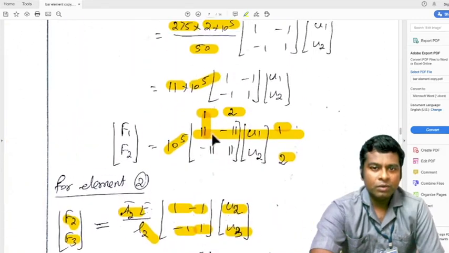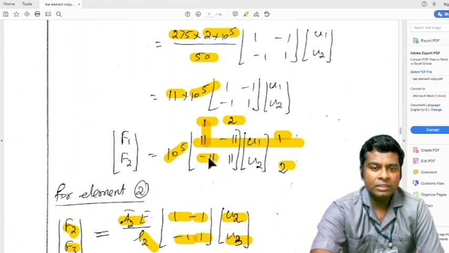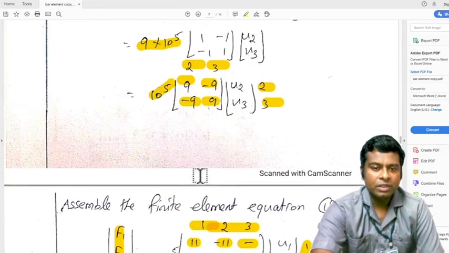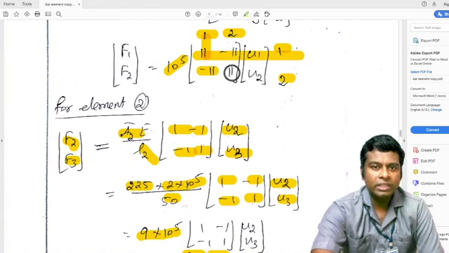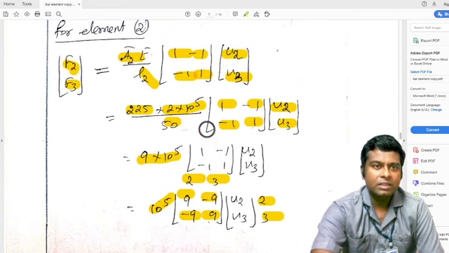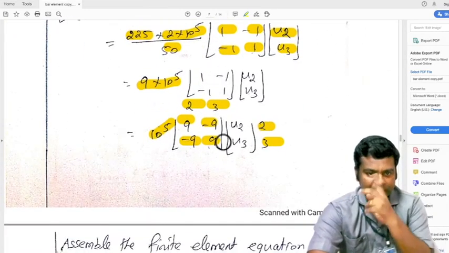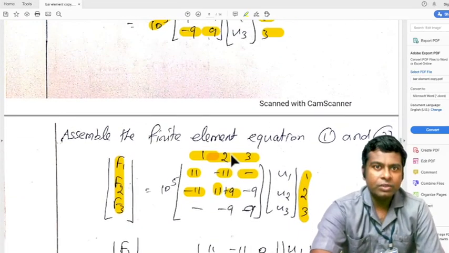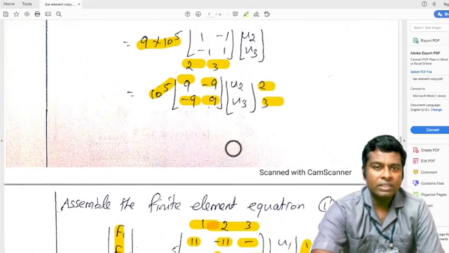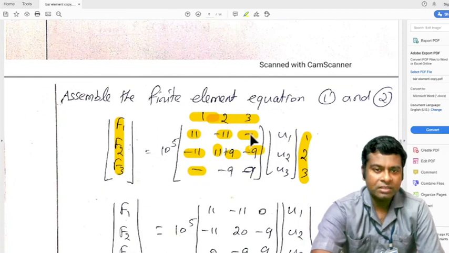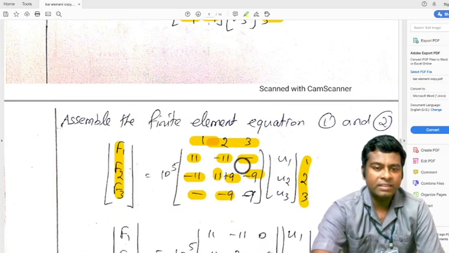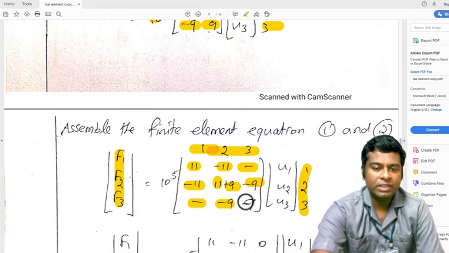Then for element 1, the 1 2 value is minus 11. 2 2 for element 1 equal to 11, therefore 2 2 is 11. Come to the second element, element 2, 2 2 equal to 9, therefore write 9. 3 2 equal to minus 9, therefore write minus 9. There is no 1 3 for element 1 and 2, therefore simply we put dash. 2 3 equal to minus 9, therefore write minus 9. 3 3 equal to 9, therefore write 9.